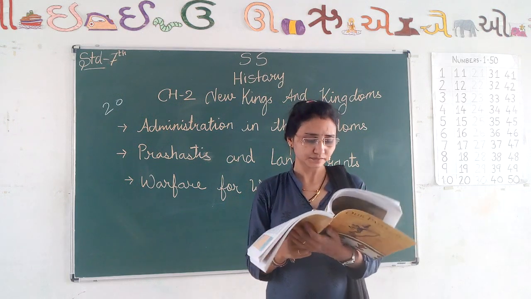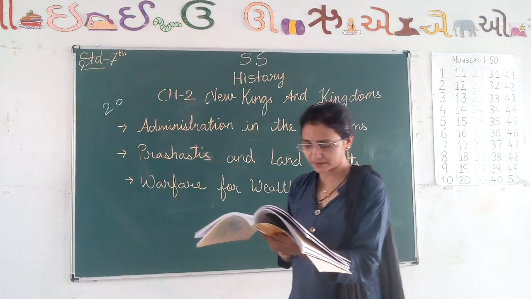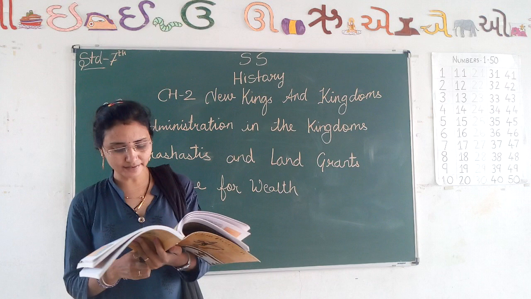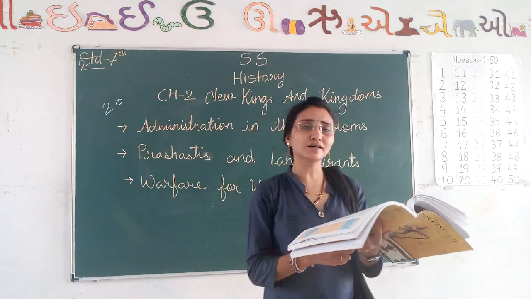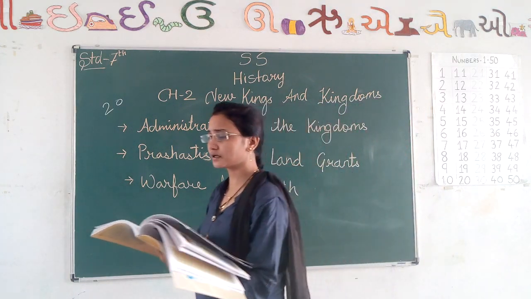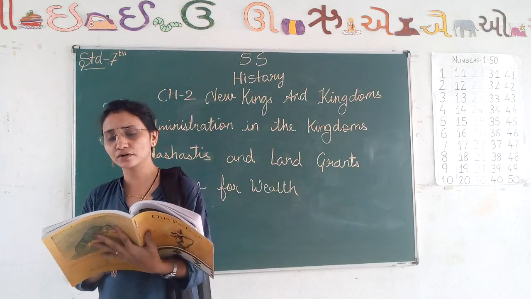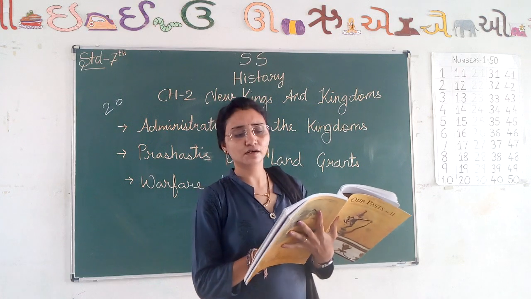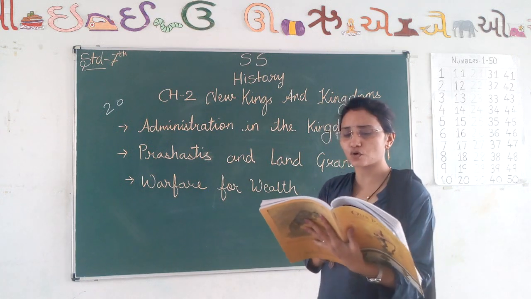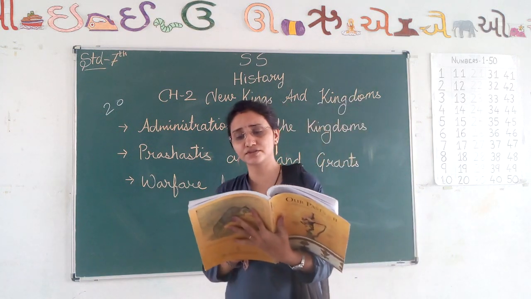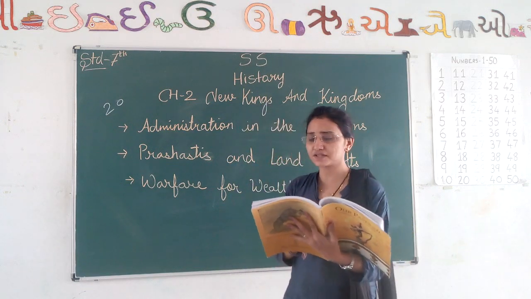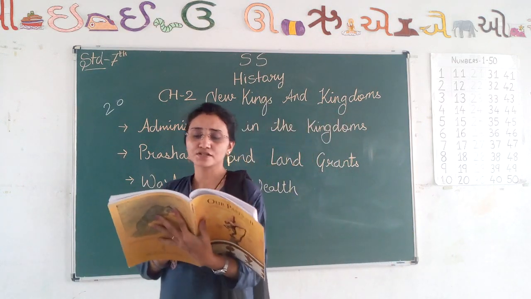Warfare for wealth. You may have noticed that each of these ruling dynasties was based in a specific region. At the same time, they tried to control other areas. One particularly prized area was the city of Kannauj in the Ganga Valley. For centuries, rulers belonging to the Gurjara Pratihara, Rashtrakuta and Pala dynasties fought for control over Kannauj. Because there were three parties in this long-running conflict, historians often describe it as the tripartite struggle.